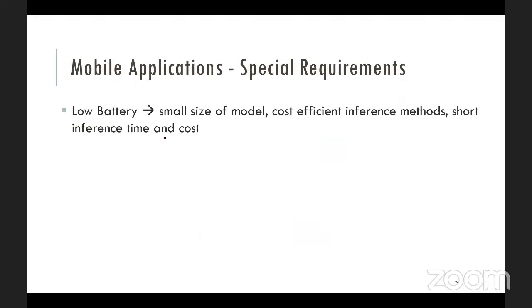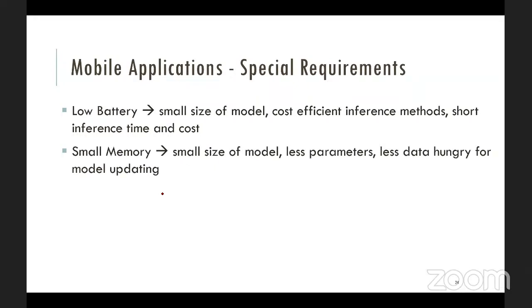So mobile applications have special requirements. For example, they have low battery. Therefore, we can't have those large size models, right? We want small size, cost effective models, but their inference time should be short, right? Of course, cost should be less. And at the same time, we want small size, so we want small memory.